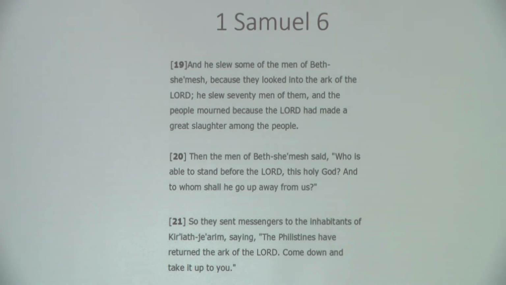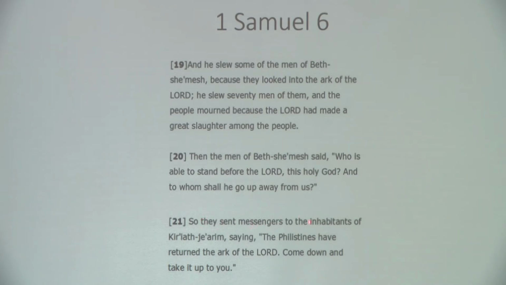They took the ark into the city, and guess what? They opened it up and looked into it. They weren't supposed to do this. Also in this same chapter it says, he slew some of the men of Beth Shemesh because they looked into the ark of the Lord. He slew 70 men of them, and the people mourned because the Lord had made a great slaughter among the people. And the men of Beth Shemesh said, who is able to stand up before the Lord, this holy God, and to whom shall we go up away from us?